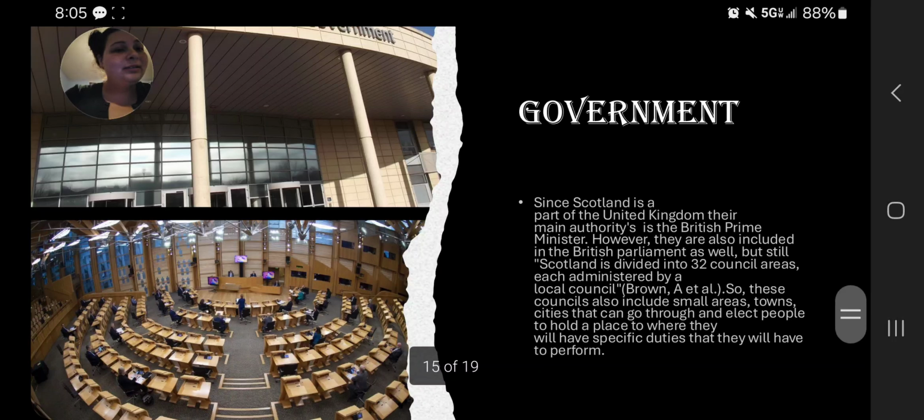And government. Since Scotland is a part of the United Kingdom, their main authority is the British Prime Minister. However, they are also included in the British Parliament. Scotland is also divided into 32 councils, so like 32 different little areas as well. In those areas, there are little villages and rural areas, and people can actually elect others. Whenever you do get elected for that, you pretty much just have specific tasks that you oversee.